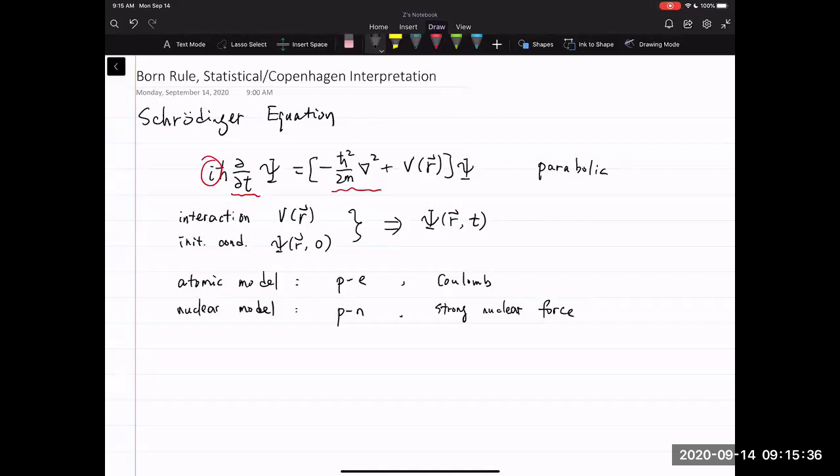So let's forget about the V of r for a second, just to simplify the differential equation. It's simply first order derivative in time equals second order derivative in space. Okay. So that's just a diffusion equation. And the prefactors are just the diffusion coefficient that we talk about.